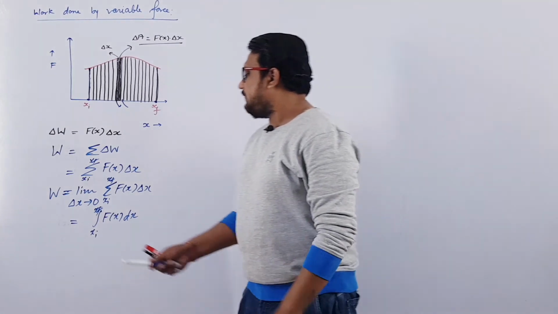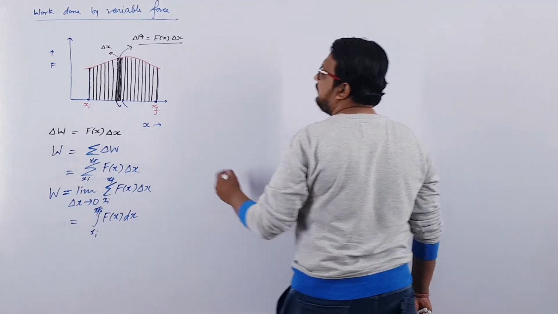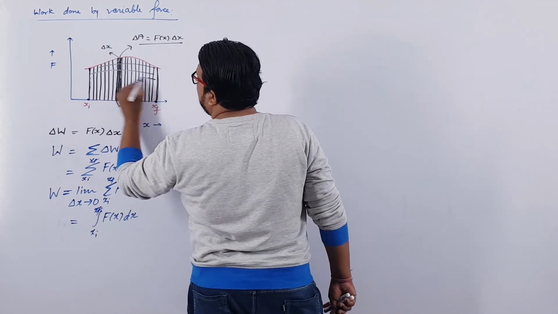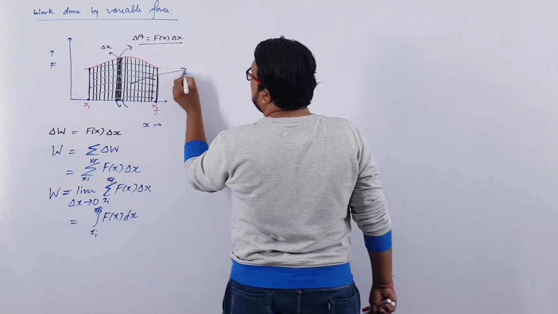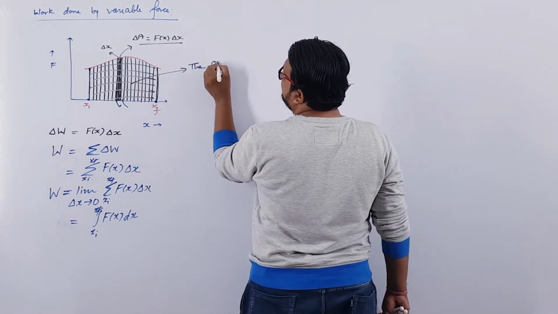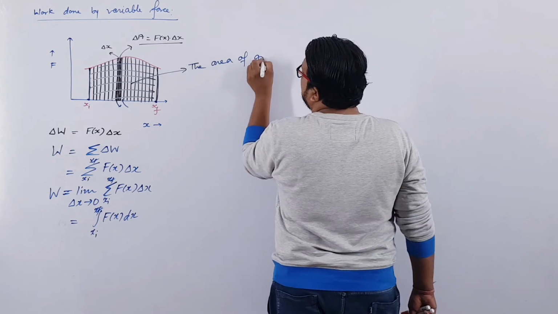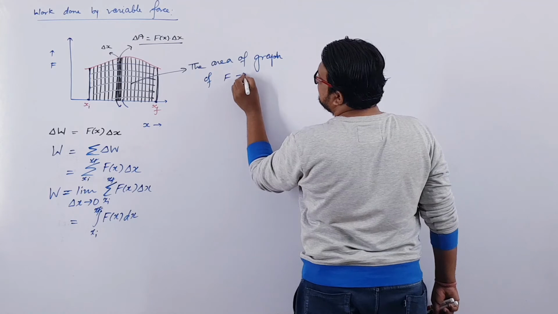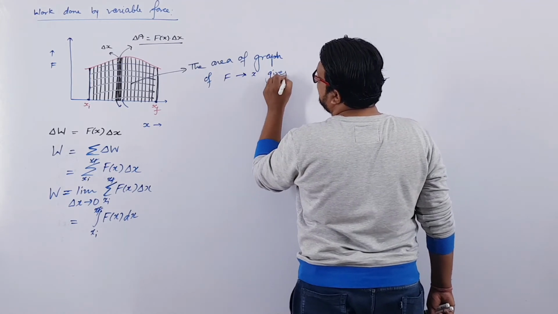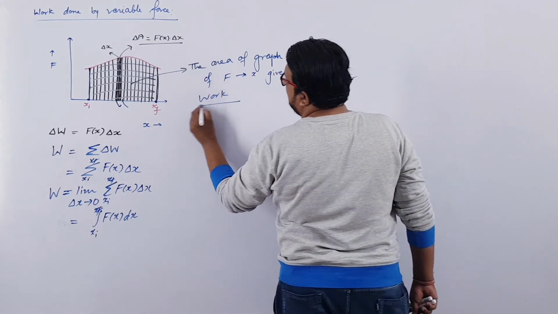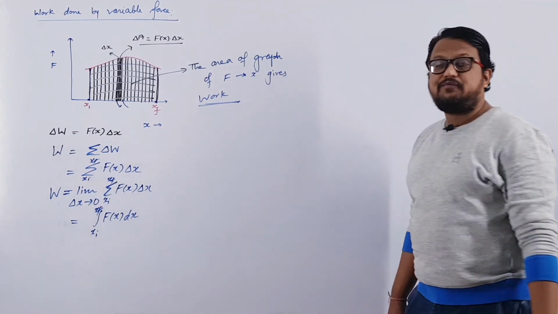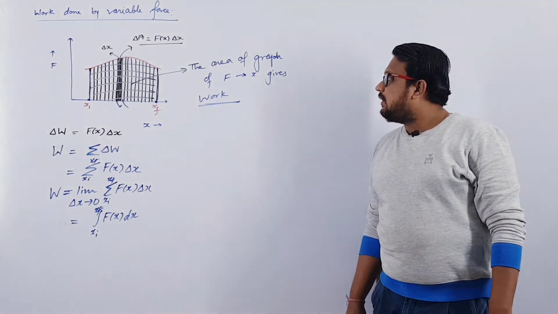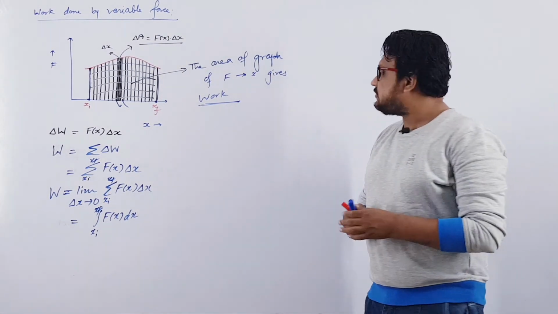So this is the formula for work done. And for the same graph, the entire area of the graph, the total area, which I am not going to draw again, if you consider this entire area, then the area of graph of f versus x gives work. An important MCQ, right? The area of graph of f versus x gives which physical quantity? It will give you work. Okay. Let us consider an example based on this concept.